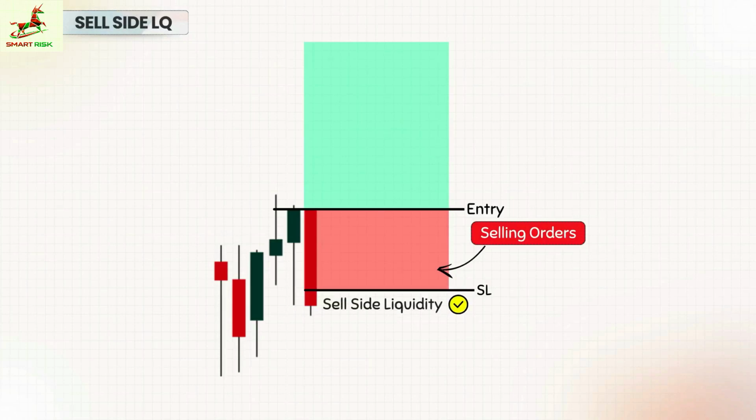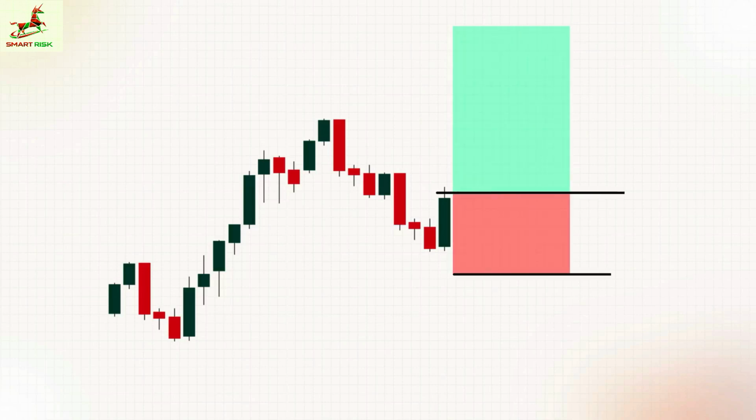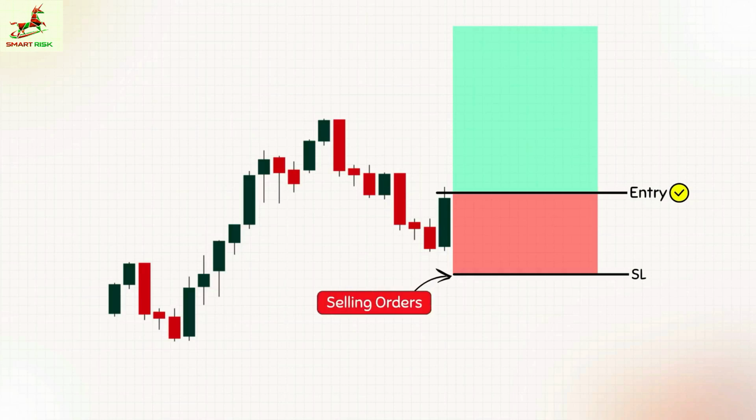For example, let's say the market is in an uptrend and price has made a fresh swing low. A lot of retail buyers would have placed their stop losses below this swing low when entering their long trades. Now, all of these buyers' stop losses are sell orders. That means a large number of sell orders are pending right below this swing low. This is what we call sell-side liquidity.